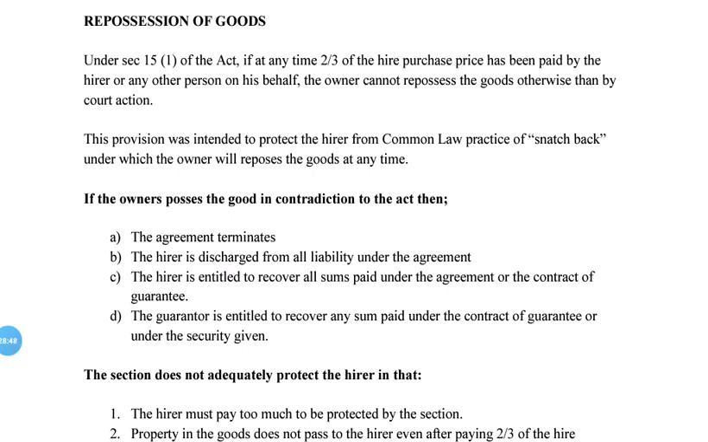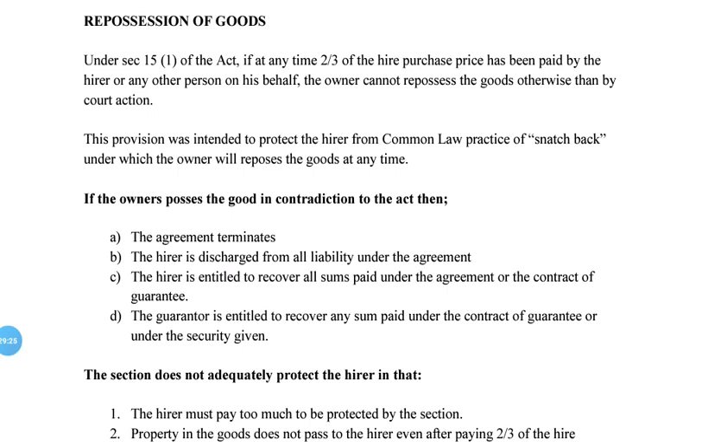Remember, we say that the common law was very harsh. It was very harsh, and therefore, in such a case, under the provision of common law, even if you have paid 99% of the installments and you default to pay the 1%, that one will make the seller come back for the item, regardless of the amount that you have paid. That is under the common law. That is what it means by snatchback, under which the owner will repossess the goods at any time.